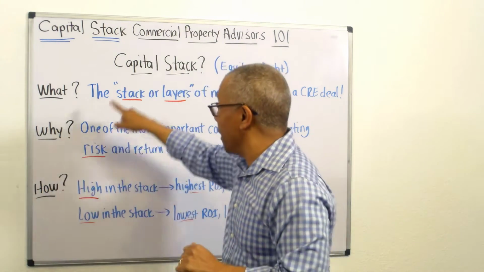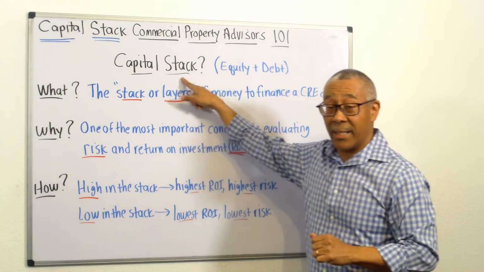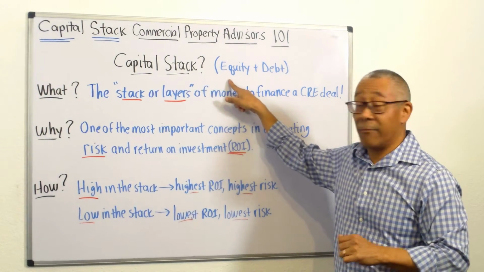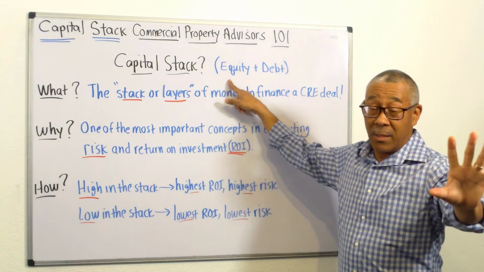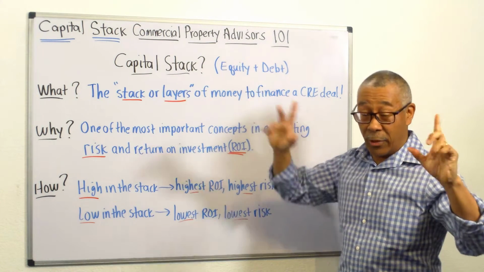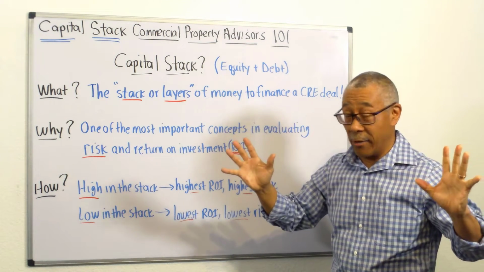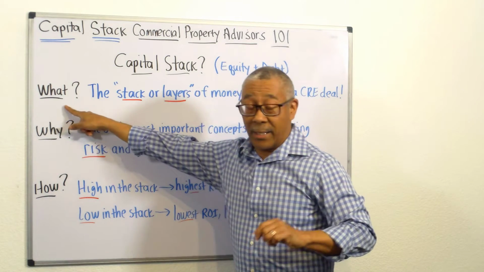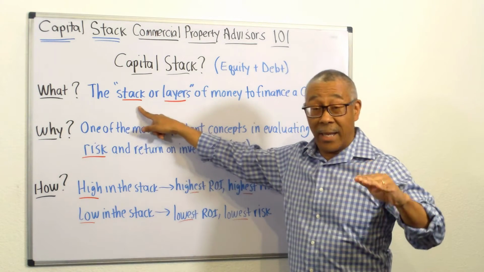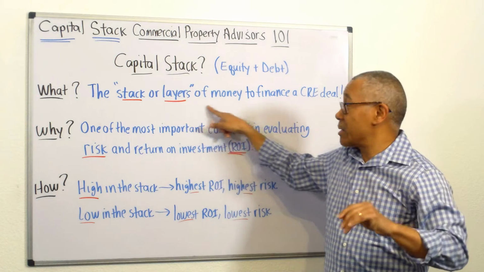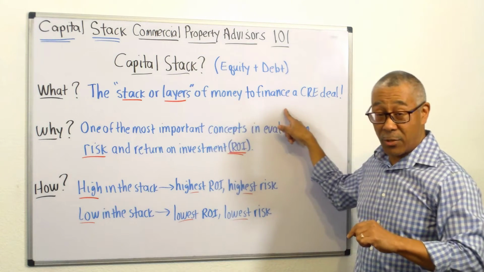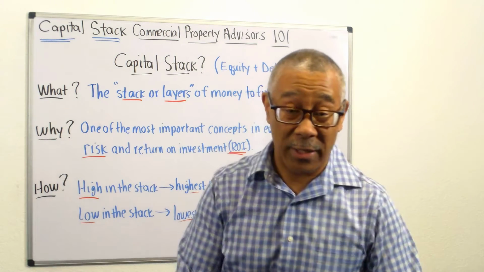Basically, a capital stack is a combination of your equity, the amount of money you put in, and the debt or the loans you're going to get. So it's a combination thereof. It's a stack, a capital stack, or layers of money to finance your commercial deal. Let me give you a quick visual example.